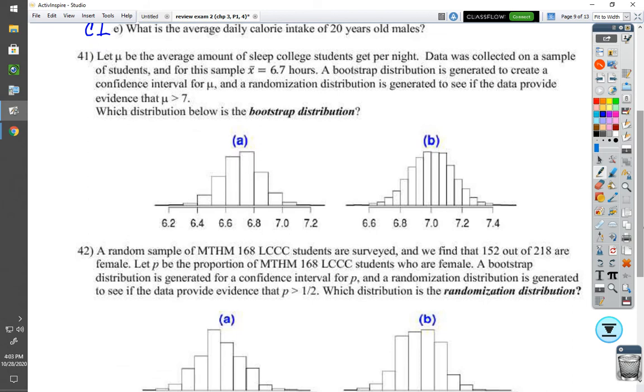Number 41. Let mu be the average amount of sleep a student gets per night. Data was collected on a sample of students for x bar equals 6.7.